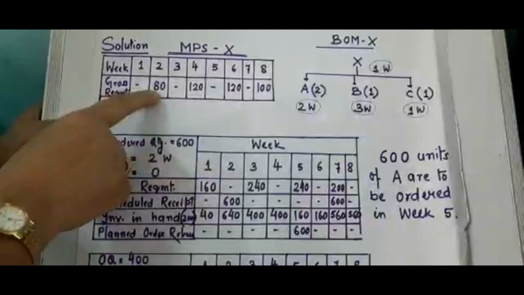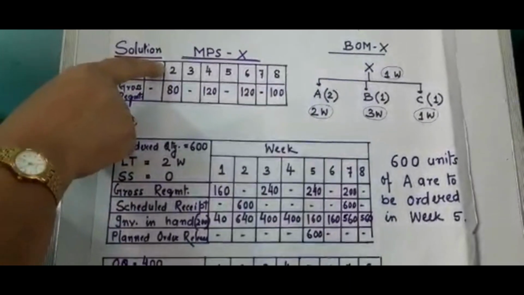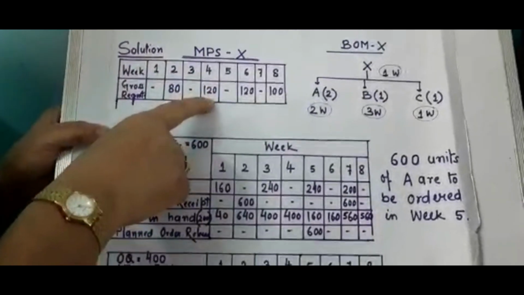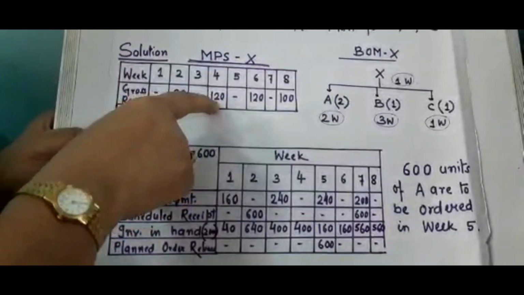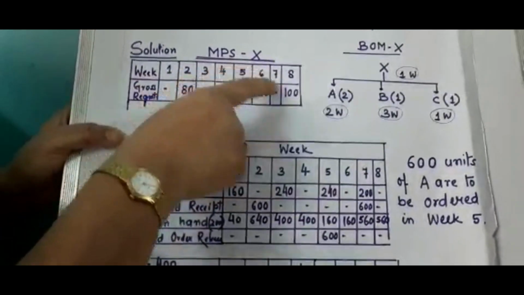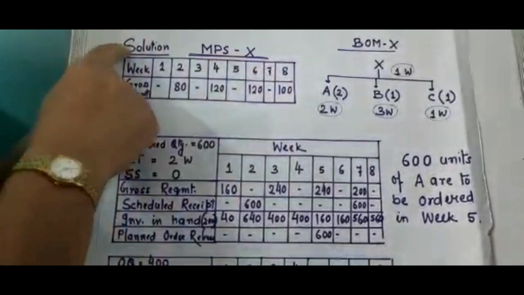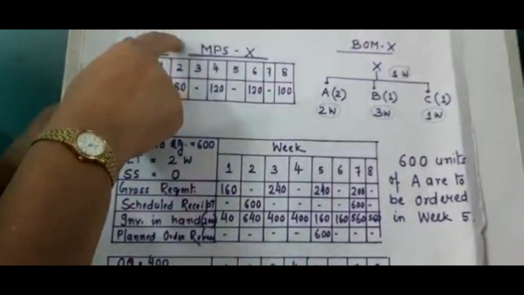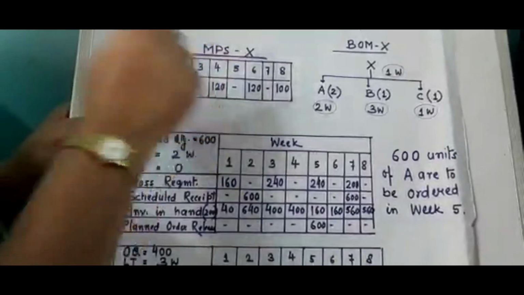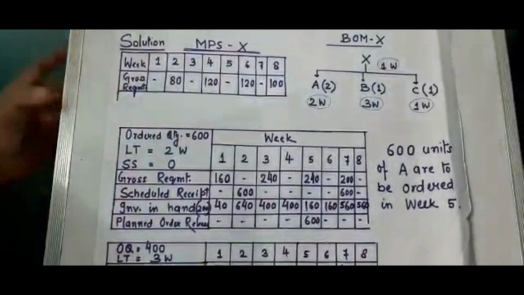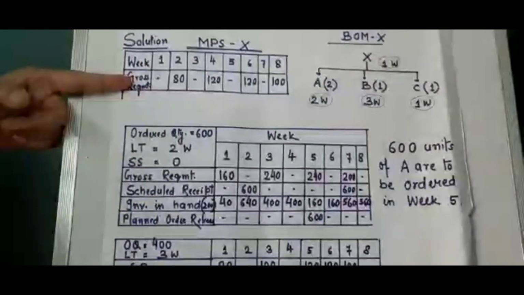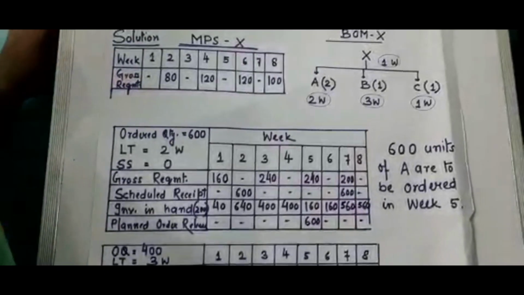Now as per the information given in the problem, the total requirement or the gross requirement is 80 units and that is required in second week. Whatever information is given in the problem, we have put it here. So 120 units of X is to be delivered in 4th week, 120 in 6th week and 100 units in 8th week. So this is my master production schedule for the finished product, the specific end item, that is X. This is one of the inputs to MRP. The other 2 inputs are bill of material and inventory status file.